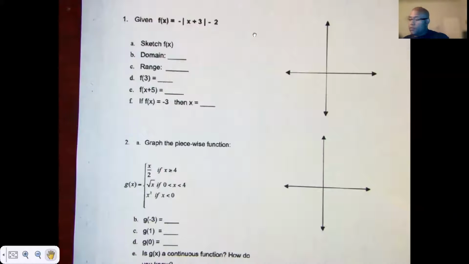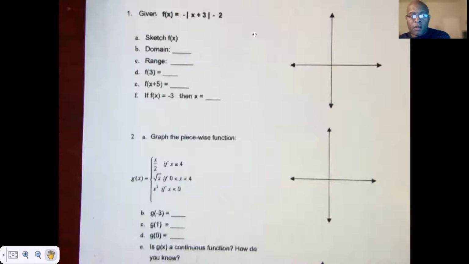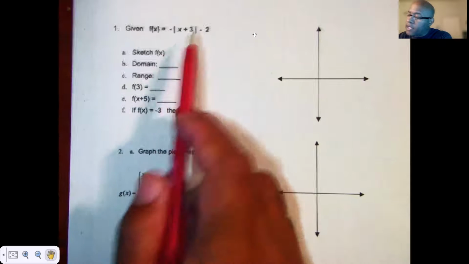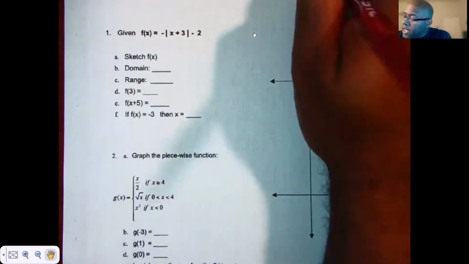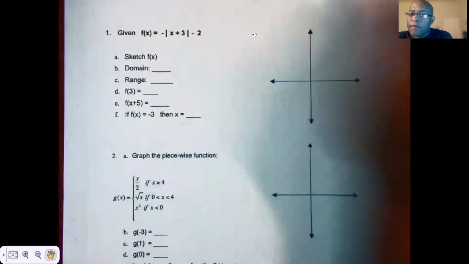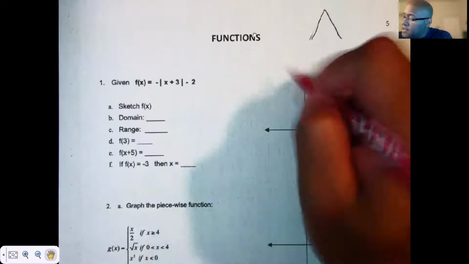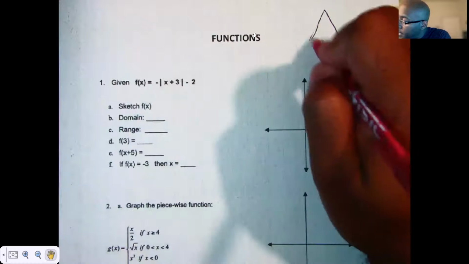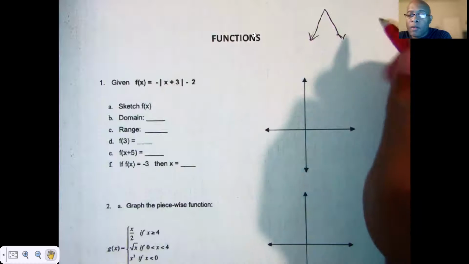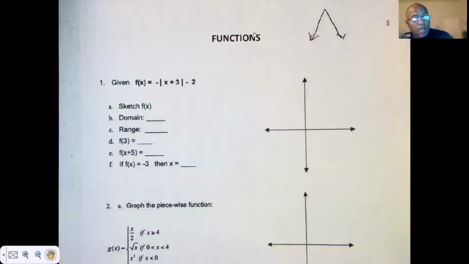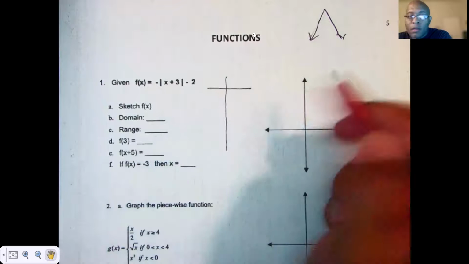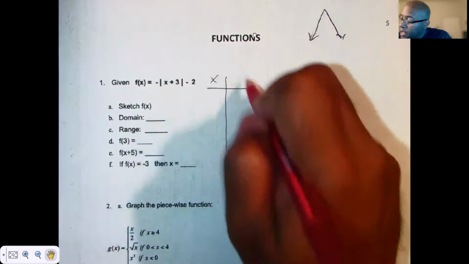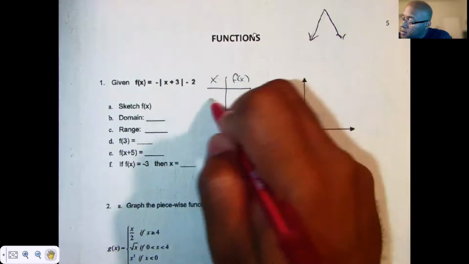All right. So we have an absolute value function. These two bars mean it's absolute value. Means it's going to be a V-shaped graph. And because it's a negative in front, it's going to be an upside down V. So what I'm going to do is use a table to graph this. So X and f of X.